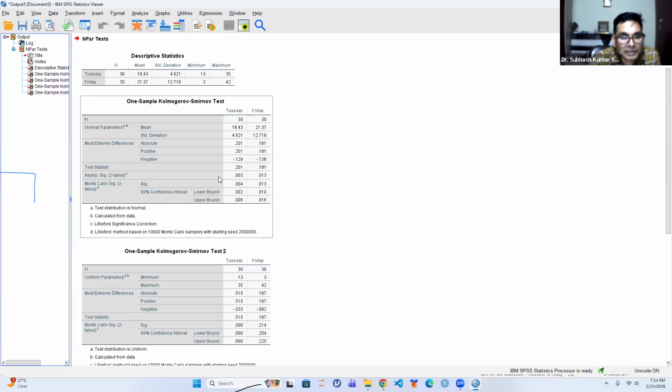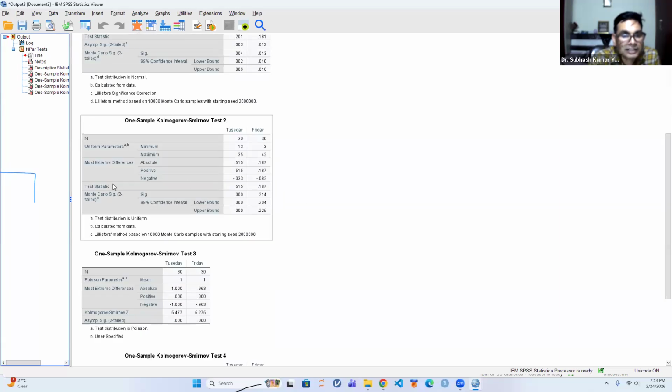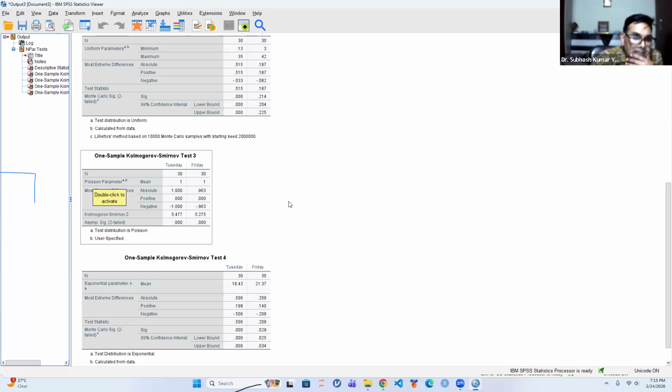But you can see here the p-value is very much less than 0.05 for both Tuesday and Friday data. So both the data are not normally distributed. You can see here the p-value is 0.05, it is rejected, that it is also not uniformly distributed on Tuesday. But on Friday we can say that this is uniformly distributed, because here the p-value is very much higher than that of 0.05.